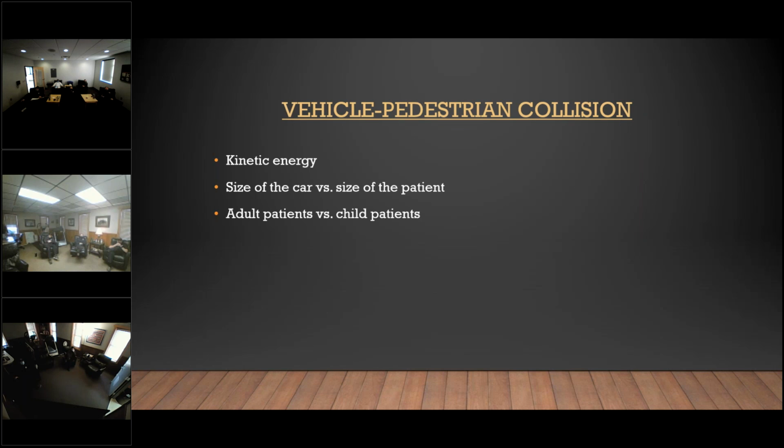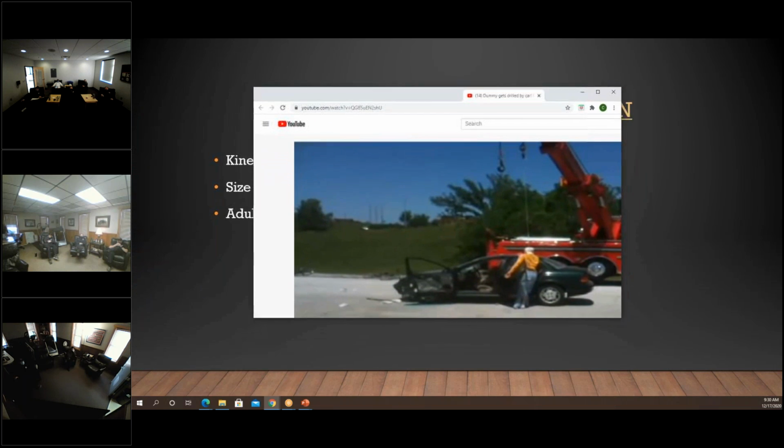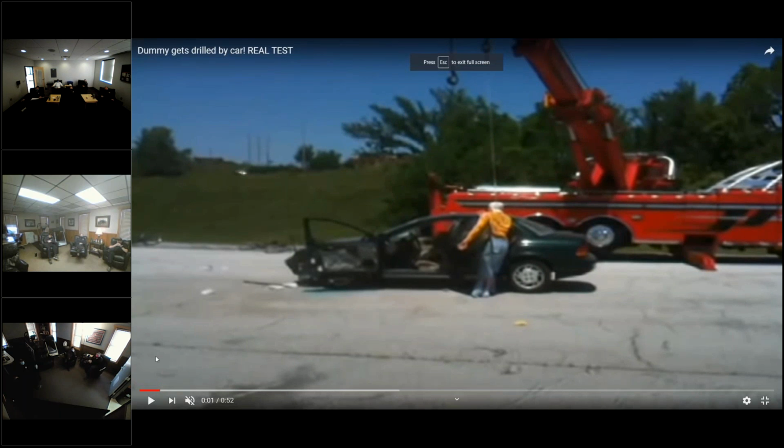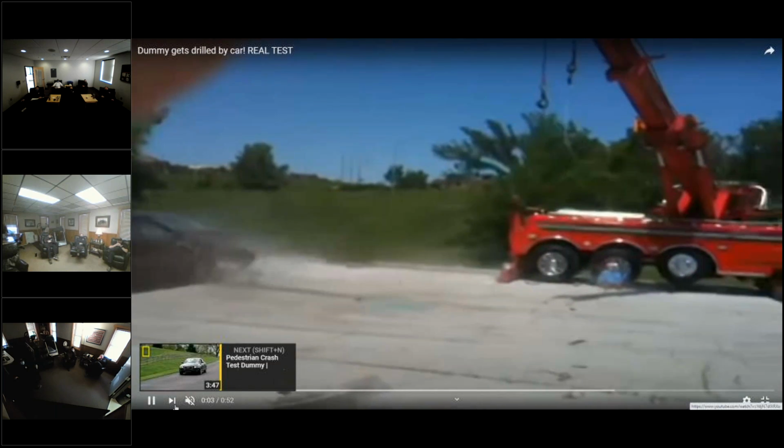So these are dummies. Cars are traveling in between 45 and 50 miles an hour. Because they're dummies, the center of gravity is quite a bit different than a real patient. But just look and see how far these dummies are actually thrown.